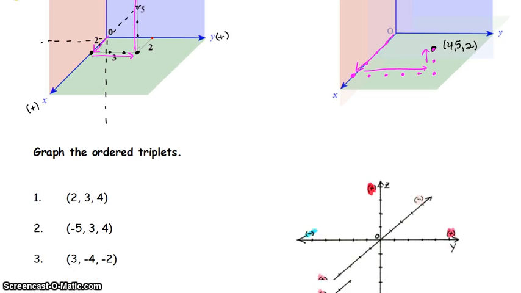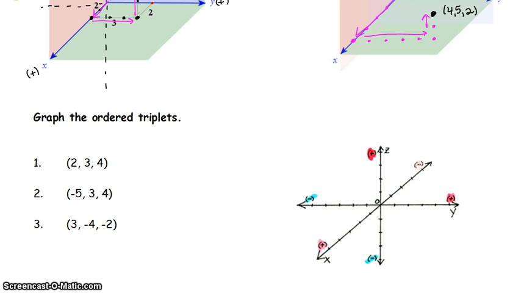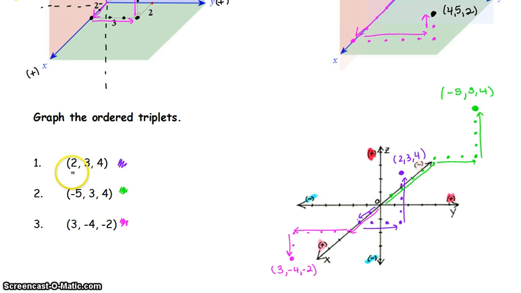What I want you to do now is try to graph these 3 points on your own. Press pause, and then when you're done, check to see if you got them in the right spots. Okay, let's see how you did. For the first one, we've got 2, 3, 4. We go 2 in the positive direction on x, 3 in the positive direction on y, and then 4 up the positive direction for z. So this should be the location of your first point.